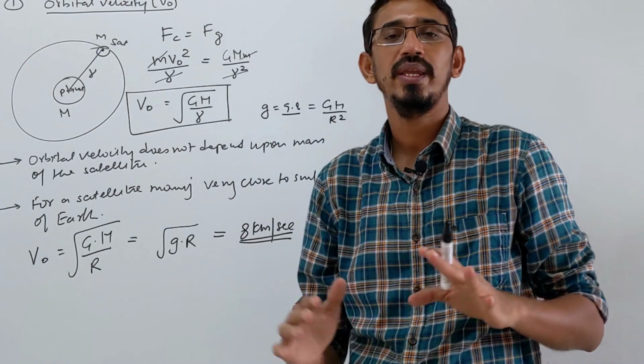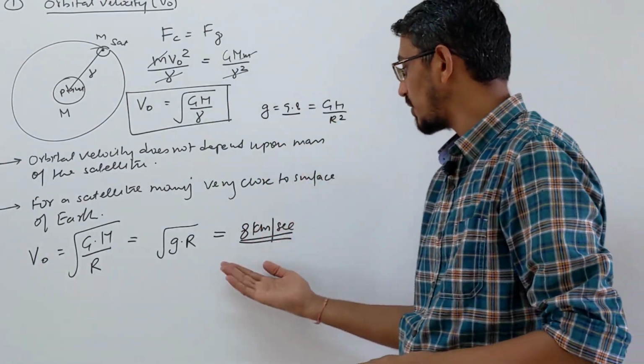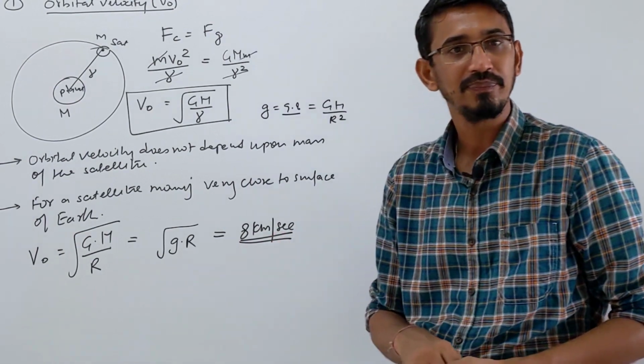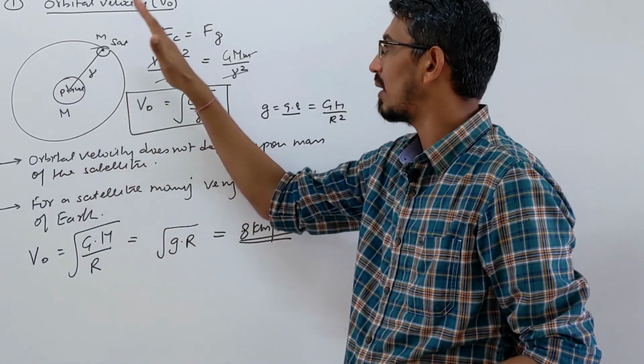A satellite moving very close to the surface of the earth, very near to the surface of earth, its orbital velocity is how much? 8 kilometer per second. Correct? Now, this is the velocity when the satellite is very close to the surface of the earth.